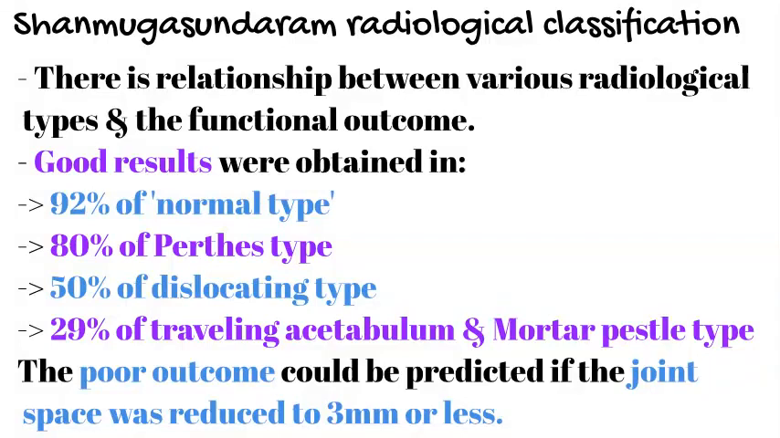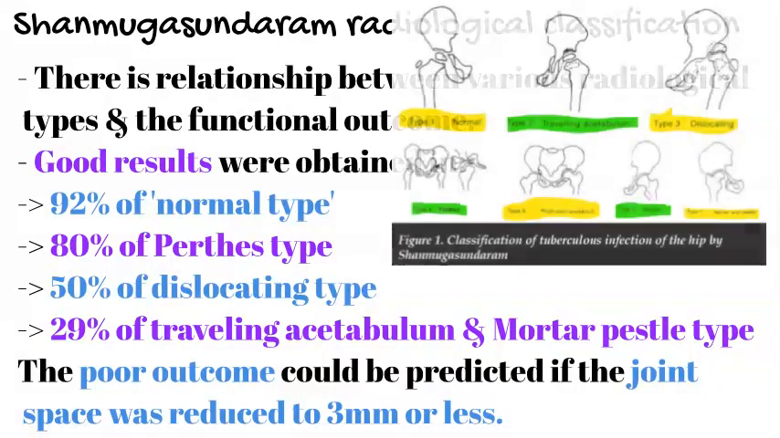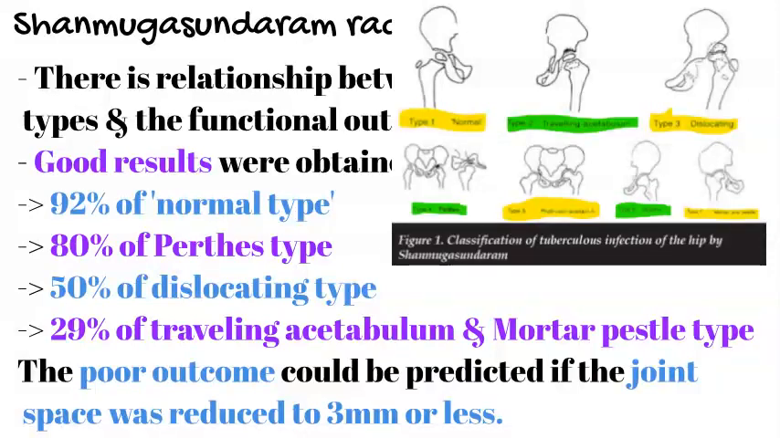This picture illustrates the classification by Shanmugasundaram. Type 1, the so-called normal. Type 2, travelling acetabulum. Type 3, dislocating. Type 4, Pettis-like. Type 5, protrusio acetabuli. Type 6, atrophic. Type 7, mortar pestle type. There is also type 8 that is not shown here, the unclassified type.